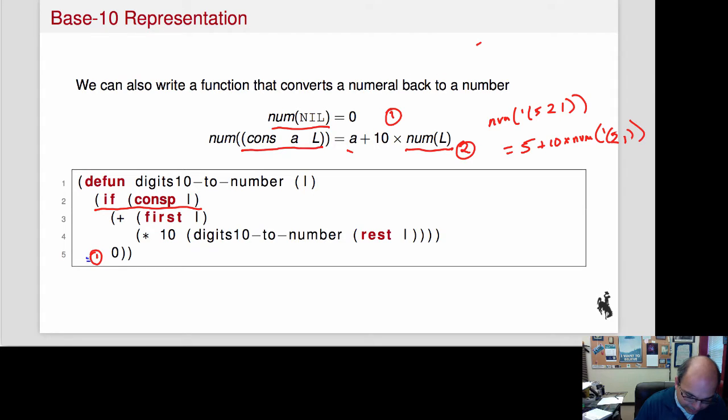This is the empty list case, and remember, consp is true if L is not an empty list. Then here I am in case 2, and case 2 is just the first element of L, which is A, plus 10 times digits-to-number of everything except the first element of L. So that should be something that takes a numeral and then returns a number from it.